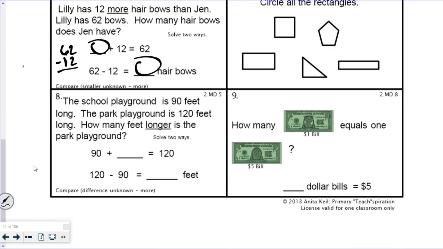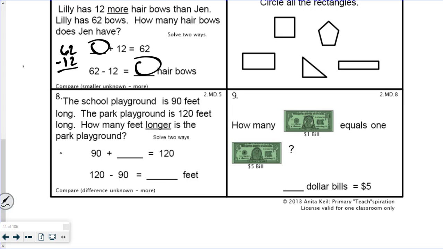Number 8, another story problem. The school playground is 90 feet long. The park playground is 120 feet long. How many feet longer is the park playground? Again, just like number 6, we're finding the difference between the lengths of the 2 playgrounds. We're finding the difference, so that means we're going to subtract. We're going to subtract 90 from 120, so 120 minus 90.